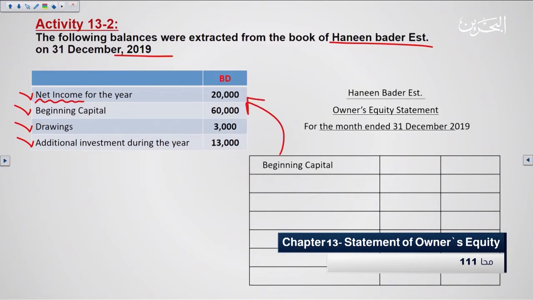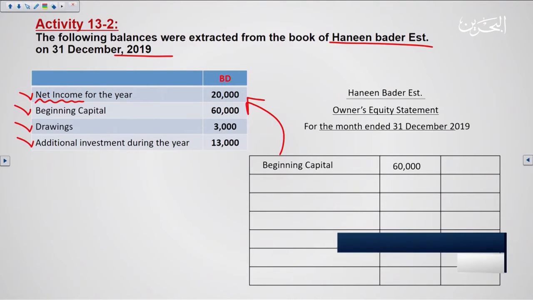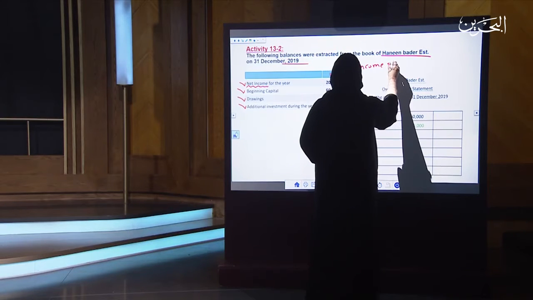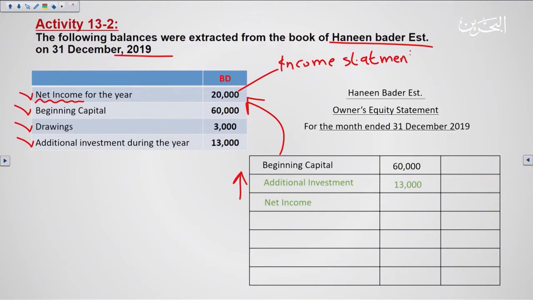Taking all this information from the question, the beginning capital equals 60,000 BD. Then we will add the events that will increase the capital, which are the additional investment, equal to 13,000, and the net income from the income statement, which we have made before or is already given in the question, equal to 20,000 BD. Then I will add all these three amounts to get 93,000 BD.